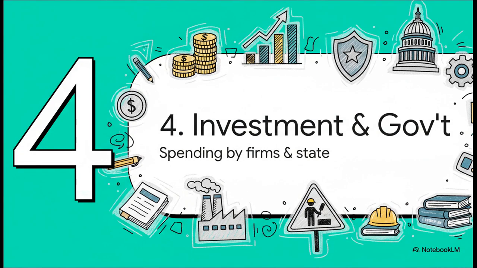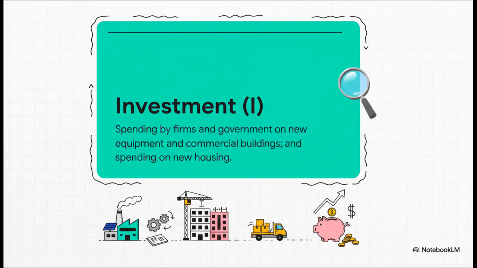Okay, moving on from households, let's look at two other huge players in domestic spending: investment, which is our I, and government spending, our G. When economists talk about investment, it's really important to know they mean something very specific.